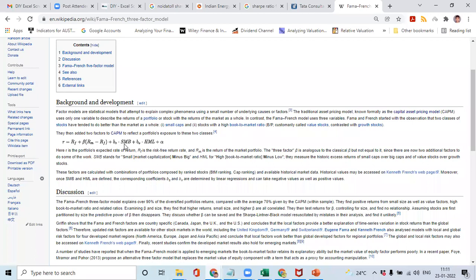Sorry, SMB stands for small minus big, that is large cap minus small cap factor, and HML is the book value or book to market ratio factor, into some beta number plus alpha. So it's not complex, it's very simple. Alpha plus risk-free rate return plus beta into this factor plus some other beta into the SMB factor plus some other beta into the HML factor.